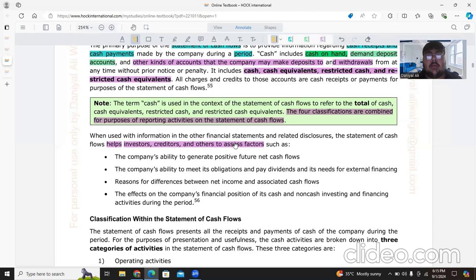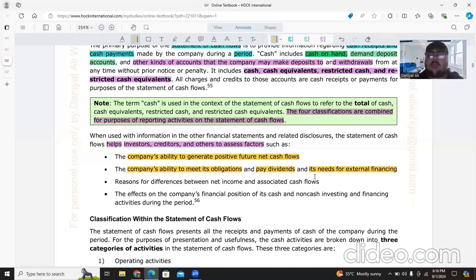Company's ability to generate positive future net cash flows. Then the company's ability to meet its obligations, pay dividends, and its need for external financing. This is a part of your financing activities that you pay off your long-term loans. You have enough cash to pay off dividends. You have enough cash to pay some extra finances to your users.